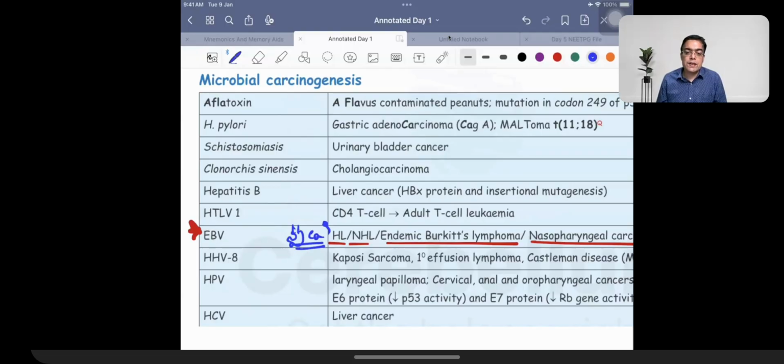E6, E7 here, in the cervix. E6 causes underactivity of P53. E7 causes underactivity of RB. The second one which I want you to remember now: EBV is important for NEET PG exam. HHV is important for NEET PG as well as INI-CET.